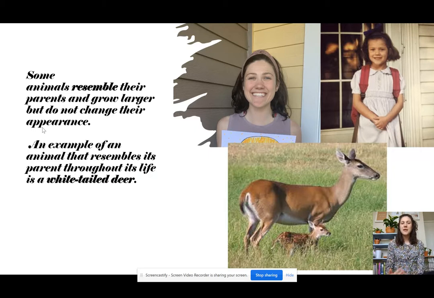Some animals resemble their parents and grow larger but do not change appearance. Like ourselves, if you look from me from my kindergarten picture to now, I still have brown hair, I still look the same, but I look older. Just like a white-tailed deer is going to still resemble its parents, it's just going to grow larger and look older.